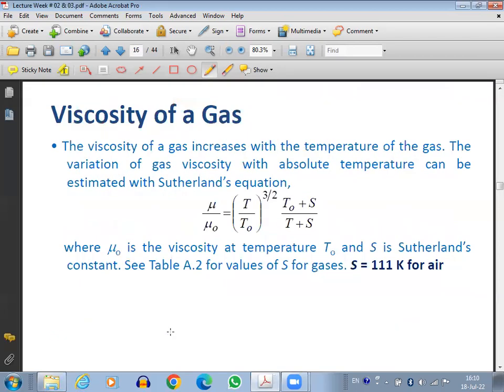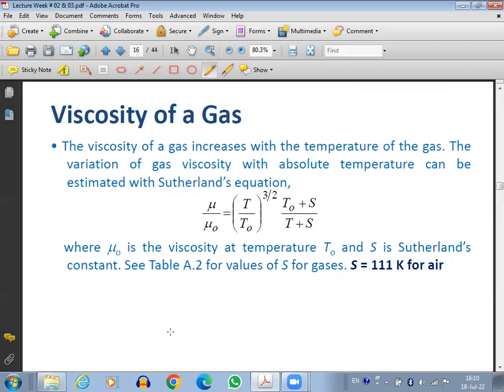So the general concept of viscosity is clear to everybody, right? Is there anything which is not clear within the general concept of viscosity? What does viscosity mean? Is this thing clear? Okay. Now let's discuss the variation of viscosity with temperature.